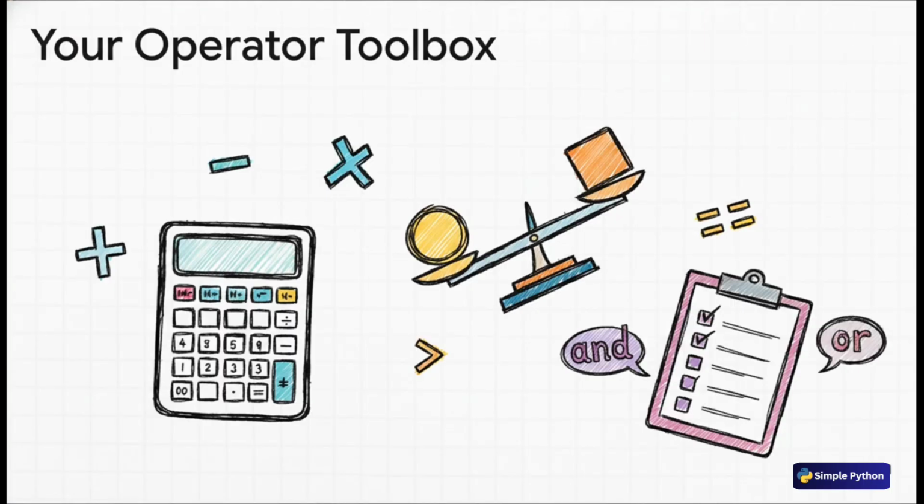Your arithmetic operators, that's your calculator for doing all the math. Your comparison operators, that's your scale for weighing two different things against each other. And your logical operators, that's your checklist for making sure multiple conditions are all met. Calculator, scale, checklist. Those are the absolute building blocks of logic in your programs.